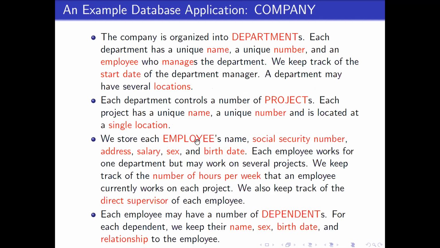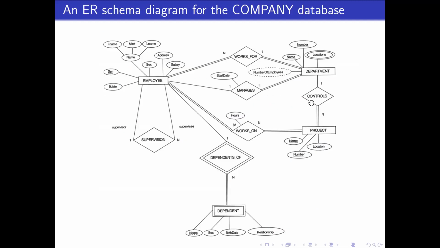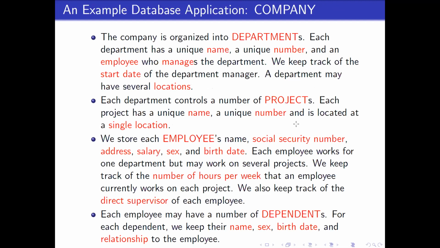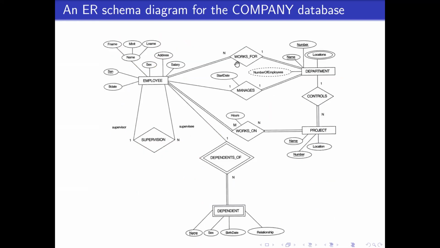Now, each department controls a number of projects. So this is another relationship. You will use this diamond shaped block to represent the relationship. And then we talk about employees working for one department. They work for one department, so works for is a one-to-many relation.